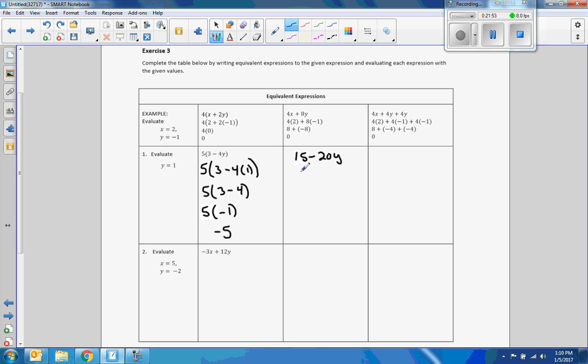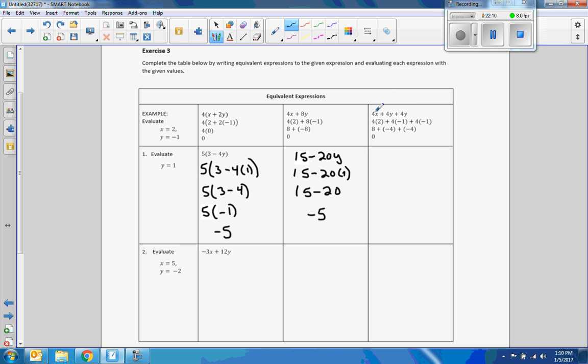And then I plug in my 1 for y. So then we multiply first. 15 minus 20 times 1 is 20. 15 minus 20 is negative 5, and we got the same answer.